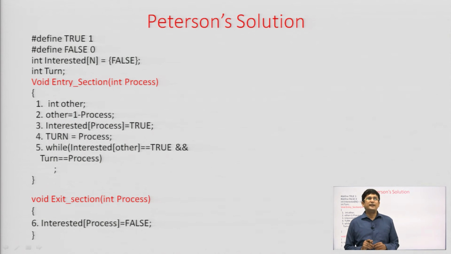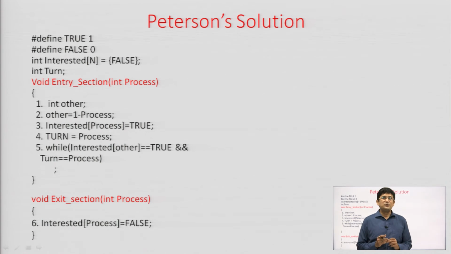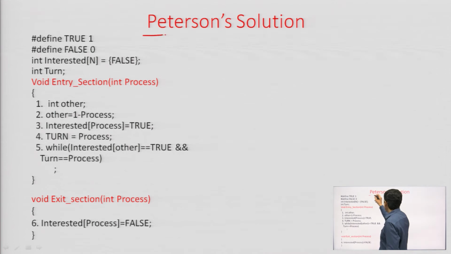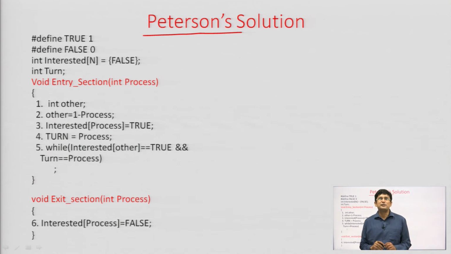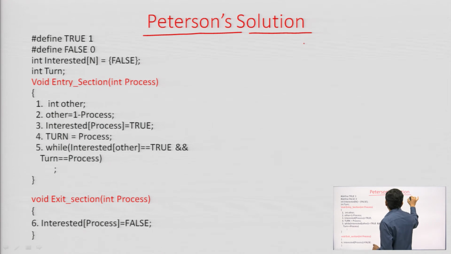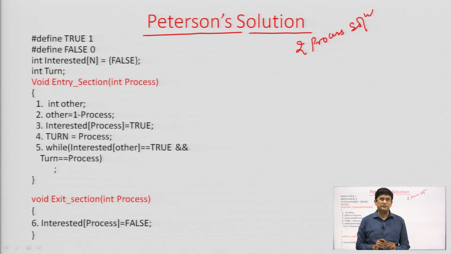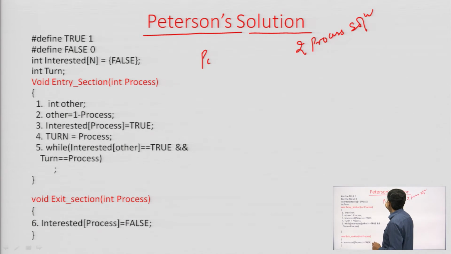Now let us deal with the solution that combines the interest and the turn. This is known as the Peterson solution. This is the first acceptable solution between the two processes. First we should learn that this is a two process solution. It cannot be applied for multiple processes. So there are two processes here, let us say P0 and P1.